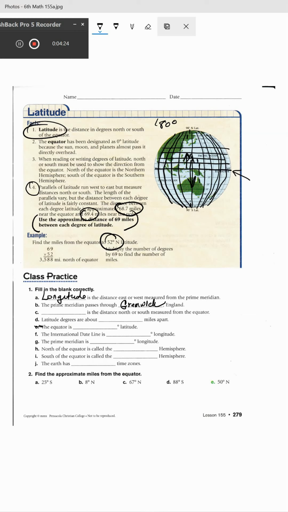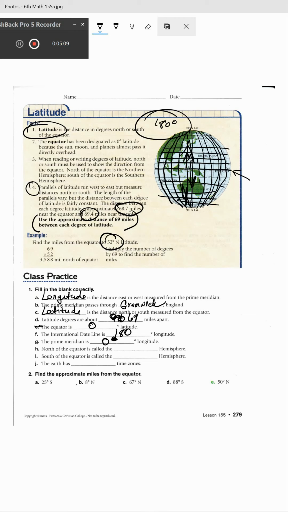Blank is the distance north or south. North or south. So these are these lines this way. So latitude. Latitude degrees are about 69 miles apart. The equator is at 0 degrees latitude. The international date line, remember, it's the halfway point, 180 degrees. The prime meridian is 0 degrees. Oh, they already have the degree, so I don't need to write that.